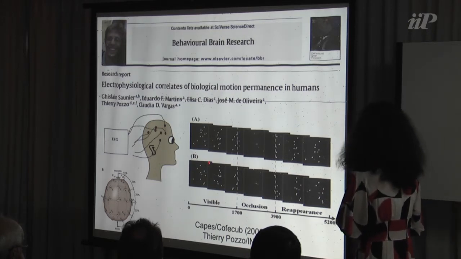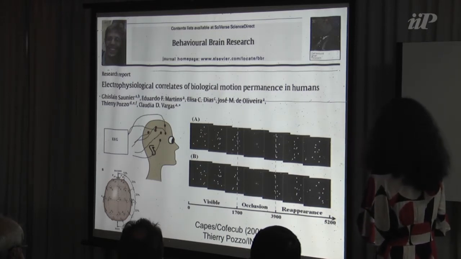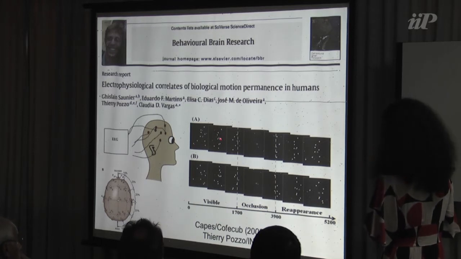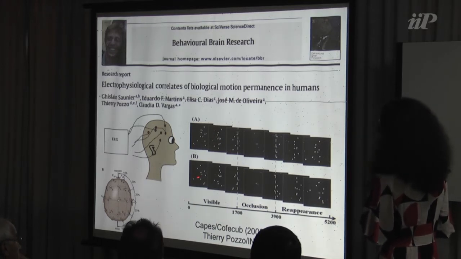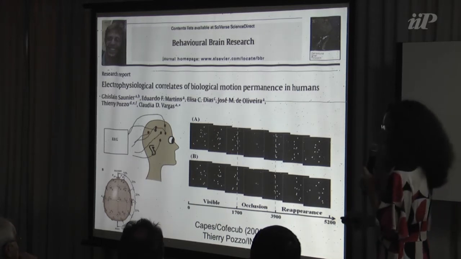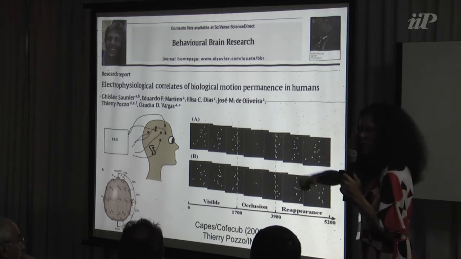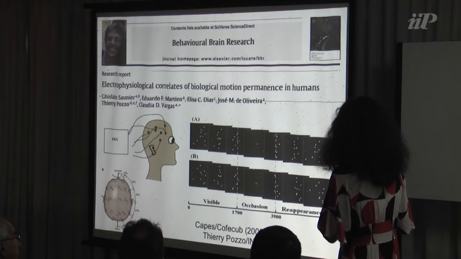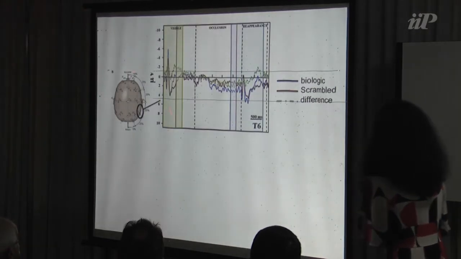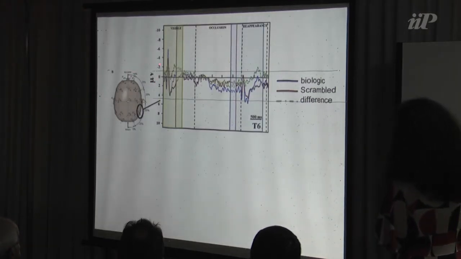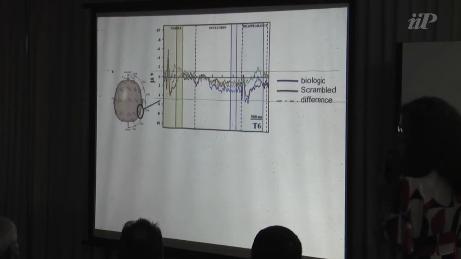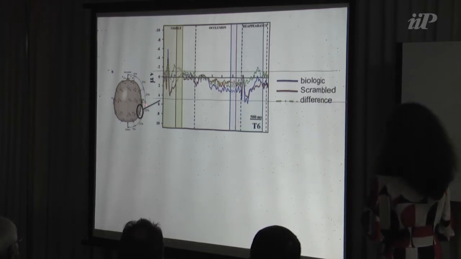And we took this approach of comparing what we call the biological motion versus scrambled motion condition, so that we could extract the difference in the EEG between the two conditions. So this is an example of the kind of signal that you obtain using this approach.